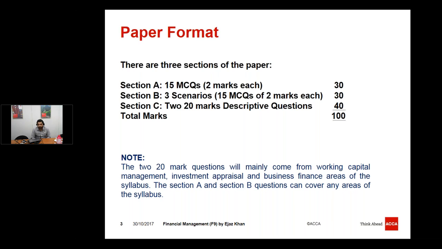In total, 60% of your paper will be multiple choice questions, and the remaining 40% of the marks will be divided equally between 2 descriptive questions in section C. In these, you will have to attempt the questions with descriptive solutions. There will be no choice available in any of the 3 sections, so you'll have to attempt all the questions in the exam.